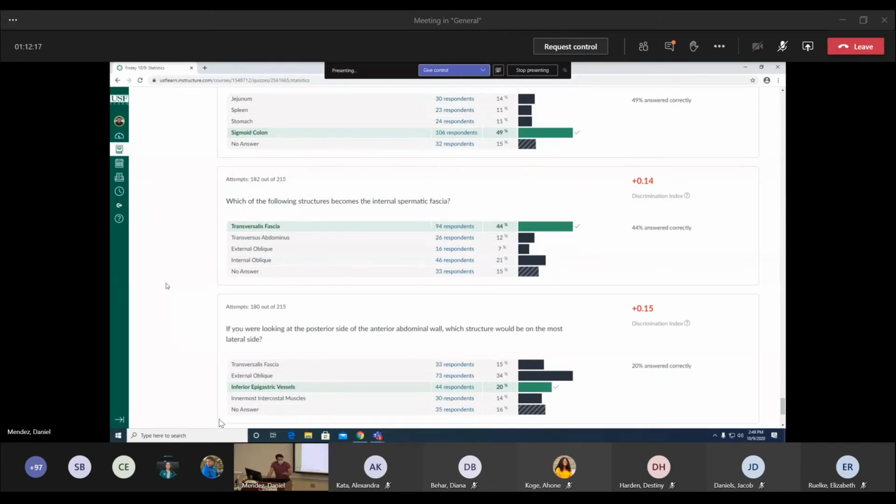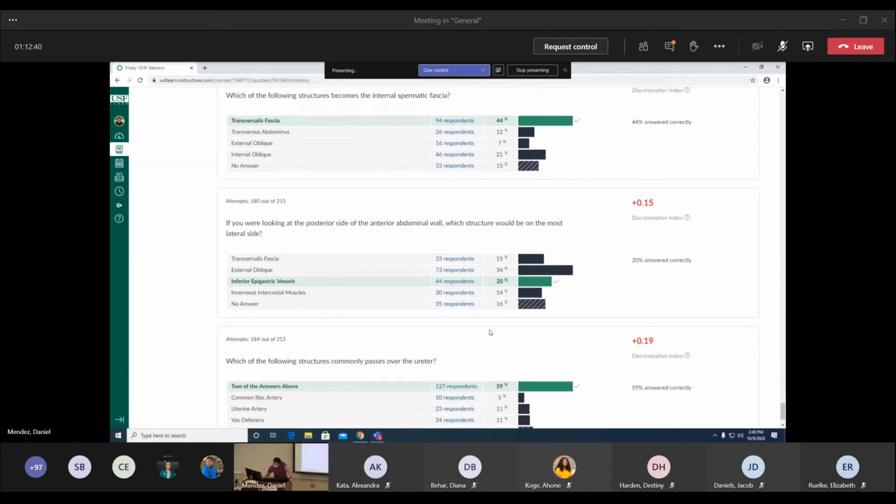I didn't give you the options, obviously, because then I would have given it away, but the posterior side on the abdominal wall is going to be those folds. So the most lateral thing on the posterior side on the abdominal wall is going to be the lateral fold, which is going to be the inferior epigastric vessels, right? So I get why some of y'all said external oblique, because that's on the lateral side, but it's going to be the posterior side of the anterior abdominal wall, right?